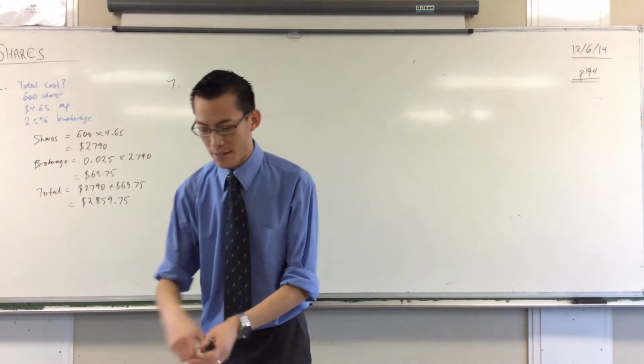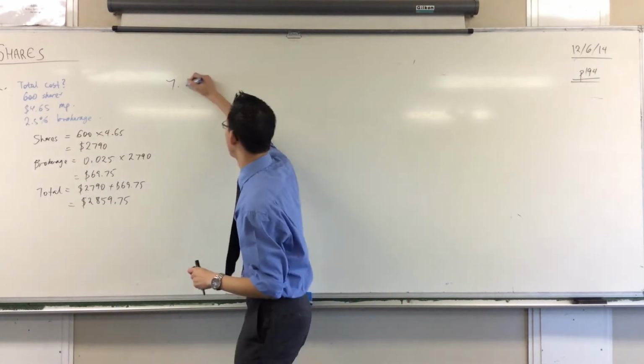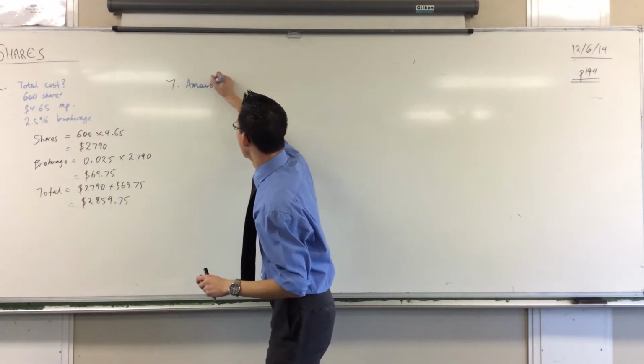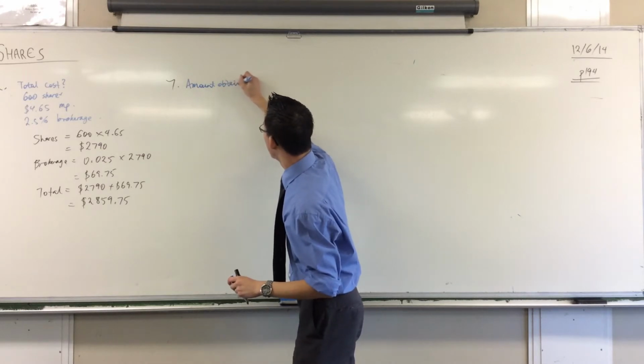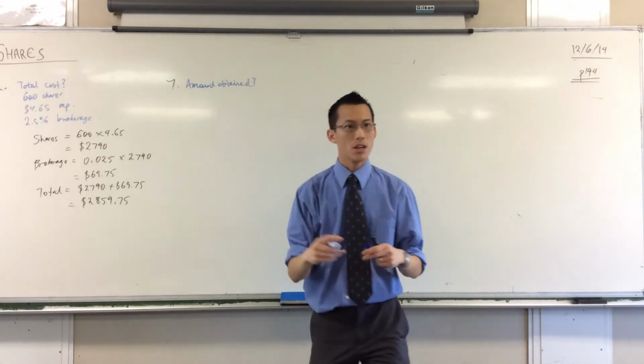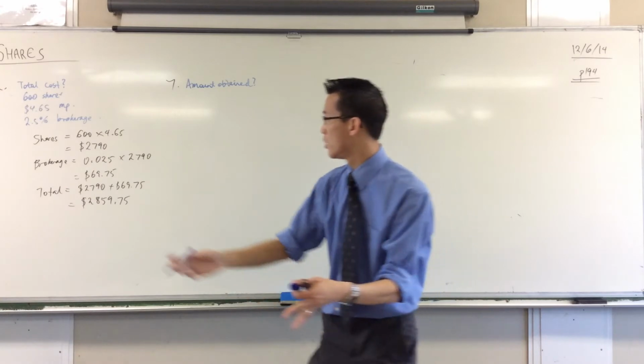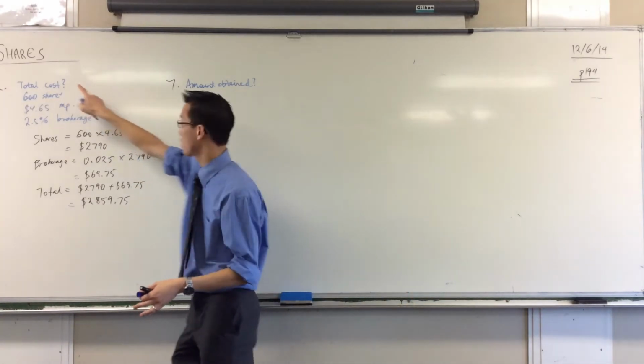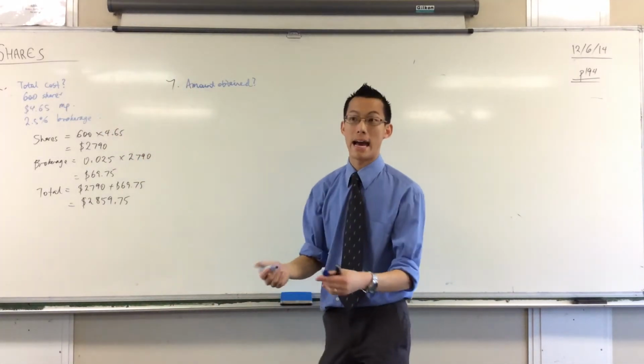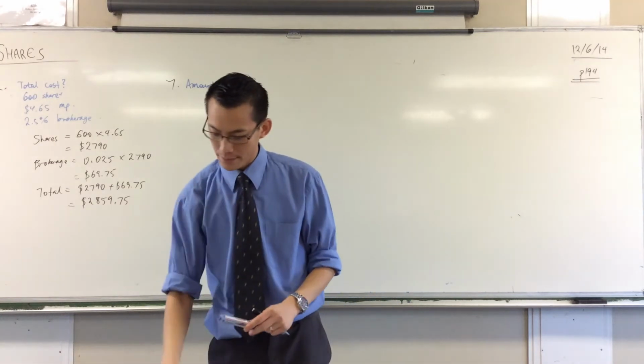Calculate the amount obtained. Great. That's the first thing I'm after. Amount obtained. So this time, you're getting money. You're receiving money, not paying it. Okay? You're not incurring a cost. You're going to get some money back out of this, right? We want to work out how much.